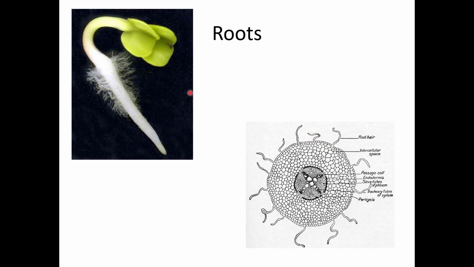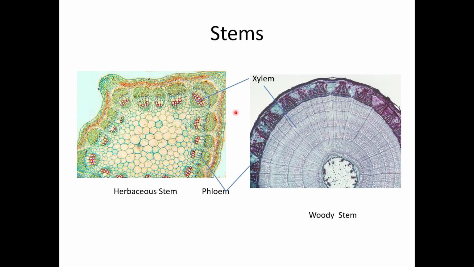They're single cell projections of the epidermis that greatly increase the surface area of the root, allowing it to absorb lots of water. Plants will also form symbiotic relationships with fungus, forming what you may have learned about in lecture, mycorrhizal associations, when fungus also grows into the root, increasing its surface area, allowing them to absorb more water. So the root's primary functions are to hold the plant in place and to absorb lots of water.